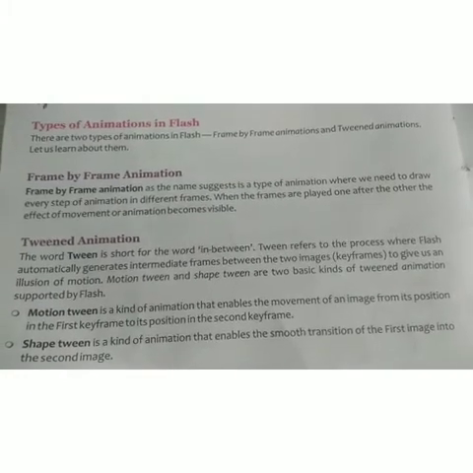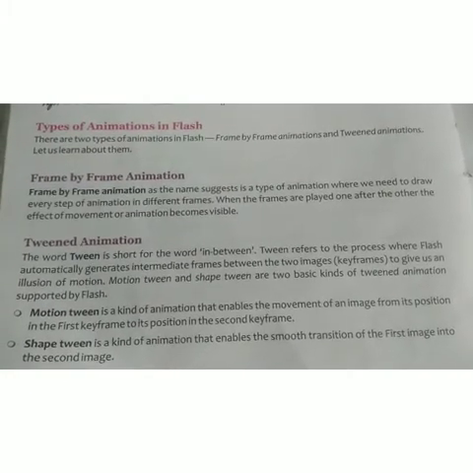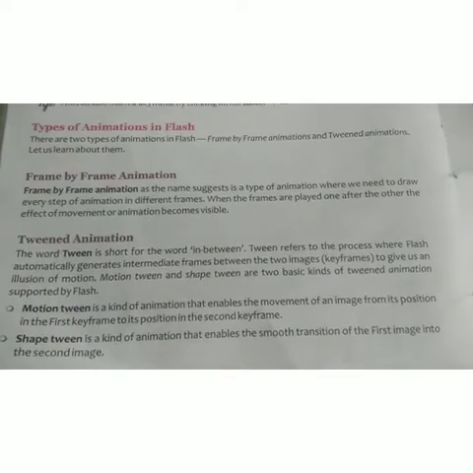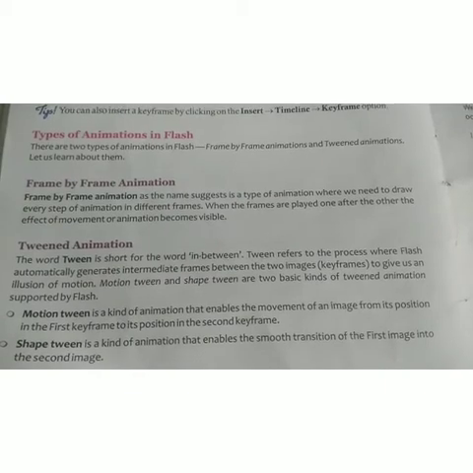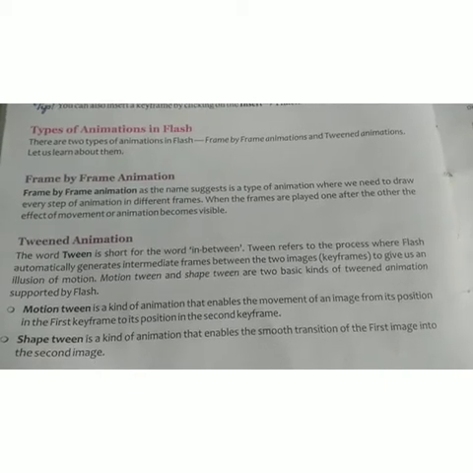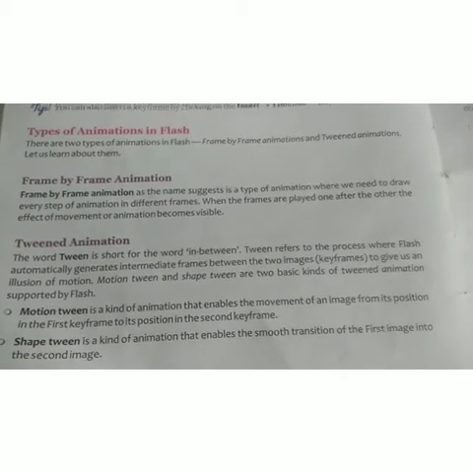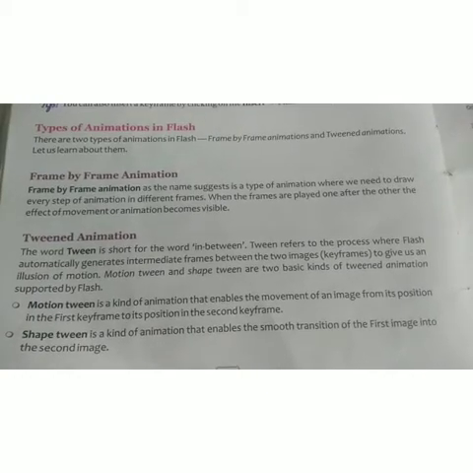The second is tweened animation. The word tween is short for the word in between. Tweening refers to the process where Flash automatically generates intermediate frames between the two keyframes to give us an illusion of motion.